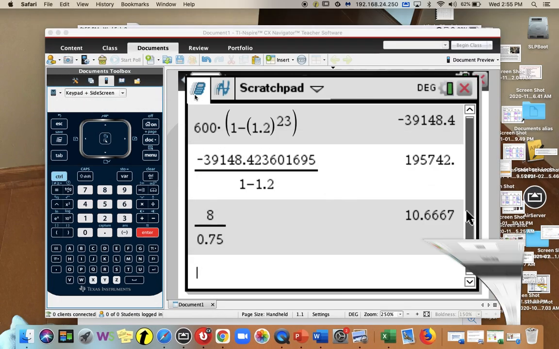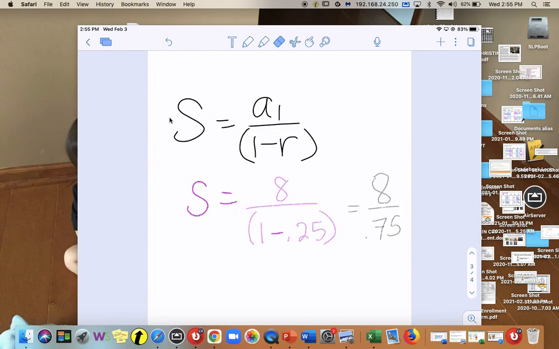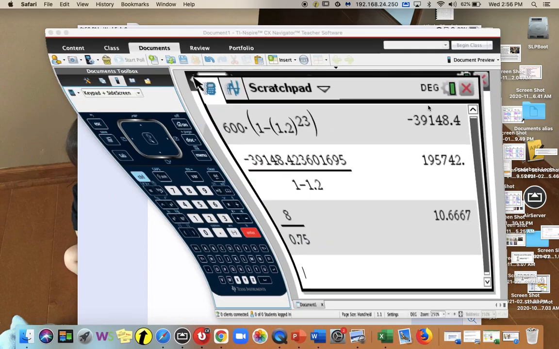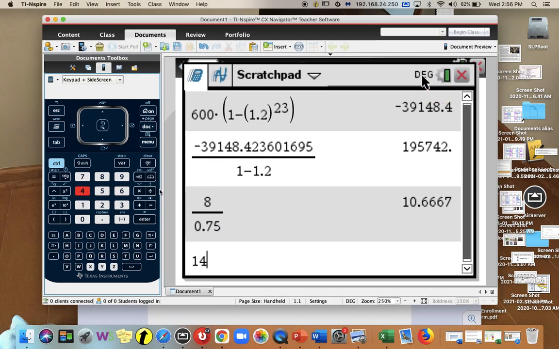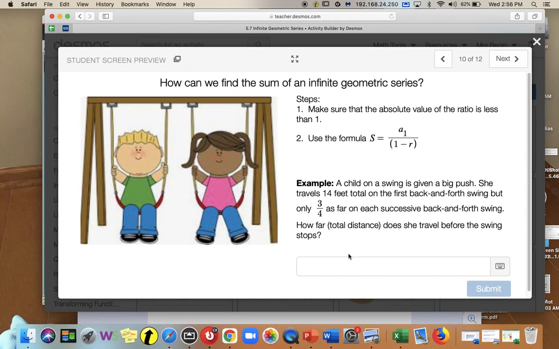So let me go to my work right here. And again, there's the formula. Let's just erase some of this. So here, the first term is 14 feet on the first swing over 1 minus 3/4, which is 0.75. So again, to save a few keystrokes in our calculator, that's the same as 14 divided by 0.25, right? Because it's like $1 minus 3/4 of $1, 0.75. So we can type that in, 14 divided by 0.25. And this is going to be the total distance that she travels back and forth, 56 feet. Okay, so let's put that in. 56 feet is what she travels, and you could submit that.